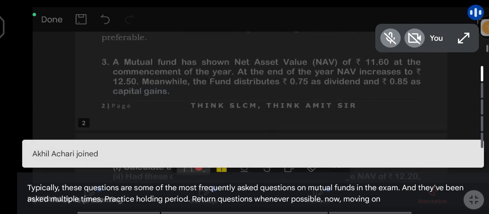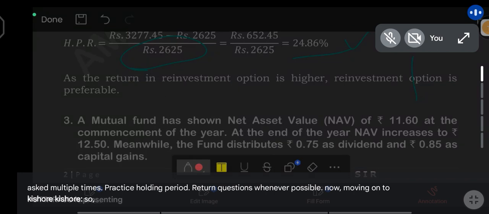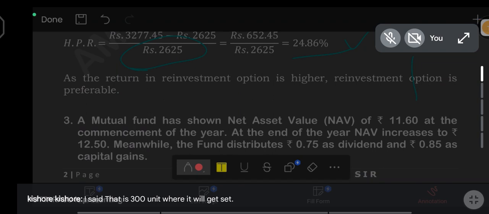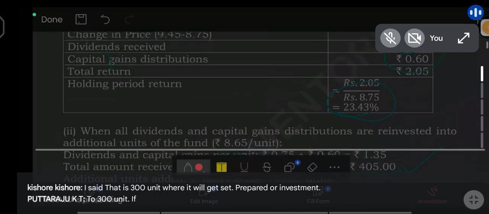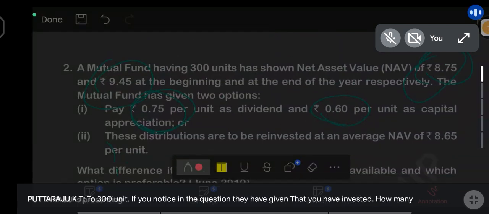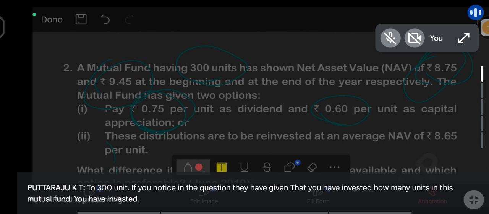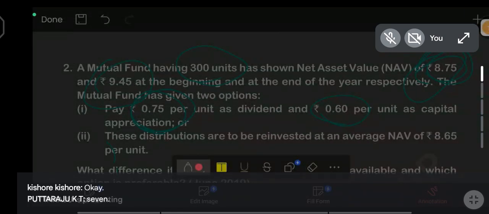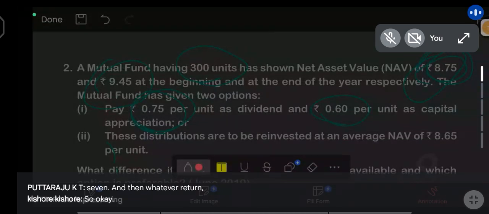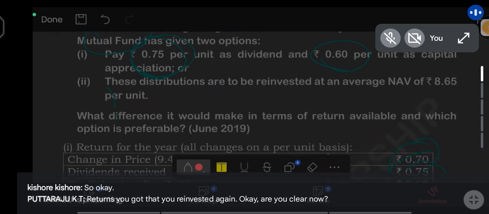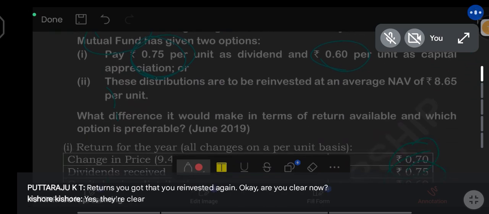Now moving on to... Sir. Yes. Sir, that is 300 units. Where will you get it, sir? Prepaid investment, no? 300 units, if you notice, in the question they have given that you have invested how many units in this mutual fund? You have invested 300 units. So you have invested 300 units initially at what price? 8.7. Then whatever returns you got, that you reinvested again. Okay, are you clear now? Yes, sir. Clear, sir. Thank you. Okay, good.